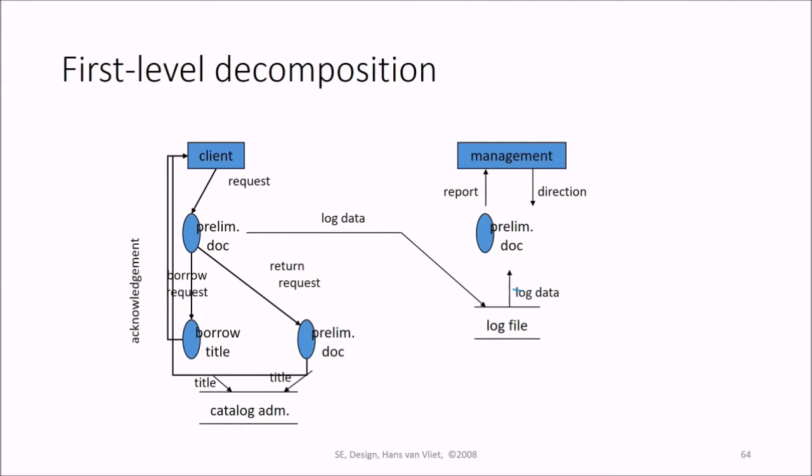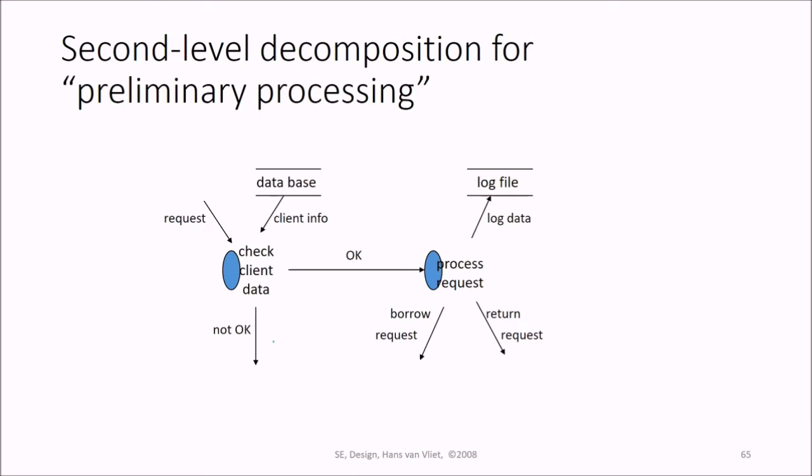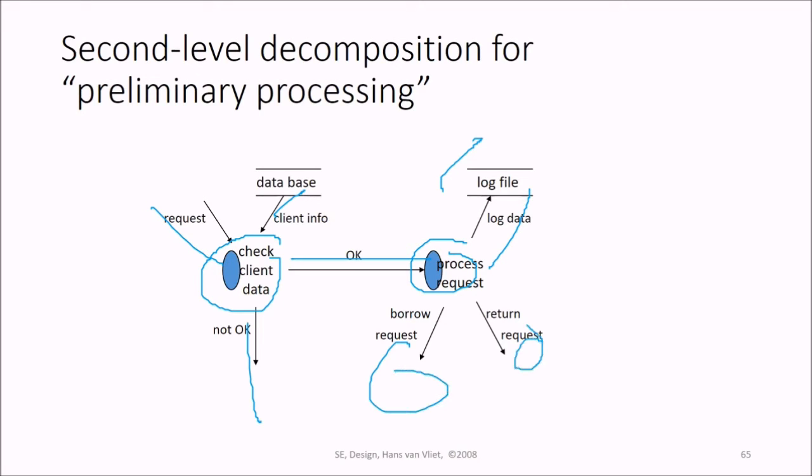Now this is the first level decomposition. We have various decomposition parts; this is again the client and management, and other parts remain the same, but it is much more elaborated. All the parts and relationships are shown using various data flows and data stores. Then we come to the second level decomposition for preliminary processing. For example, check client data, using a database of course. The database request will come. If it is not okay, it is rejected; if it is okay, then process the request. It will again use a log file, borrow request, return request. This is the second level decomposition for the preliminary processing.